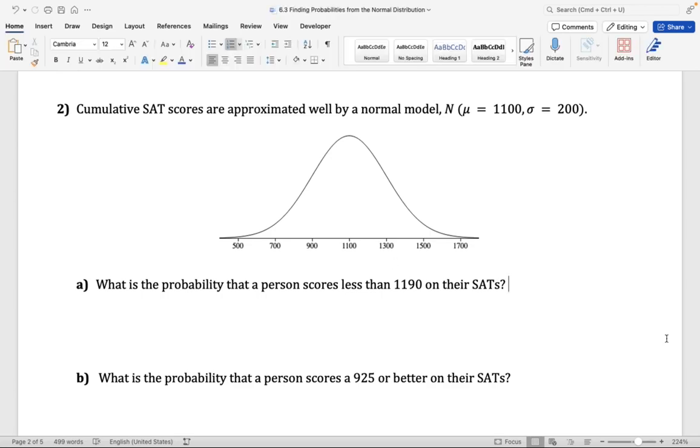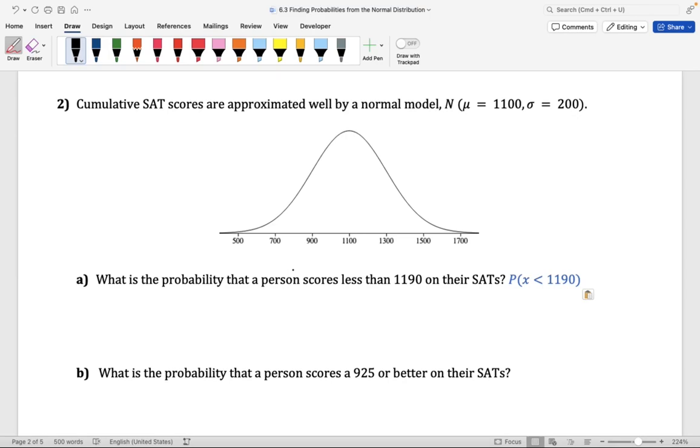First, we're going to write this probability using probability notation. We can write the probability of X being less than 1,190. Here, we're going to assume that X is the SAT score for an individual. So that is the probability we're trying to find. Now, let's visualize the area we're trying to find. For parts A, B, and C, I'm going to be using the same curve. I'm going to be drawing on it, and then I'm going to be erasing. I would recommend drawing a small curve below each part.